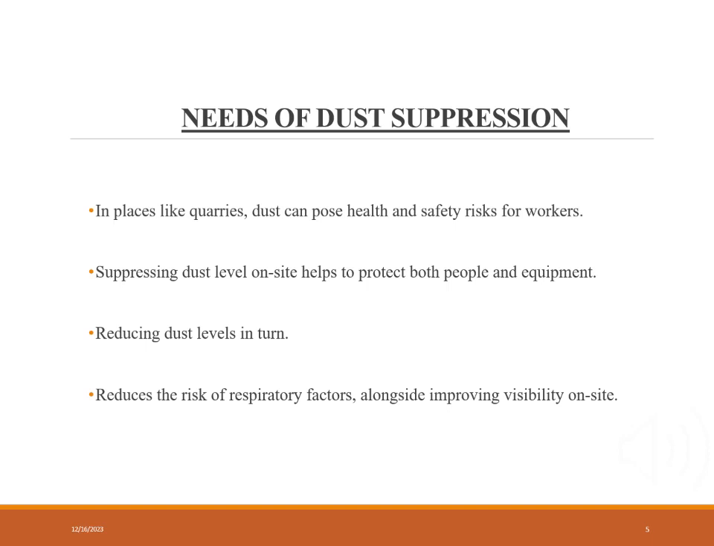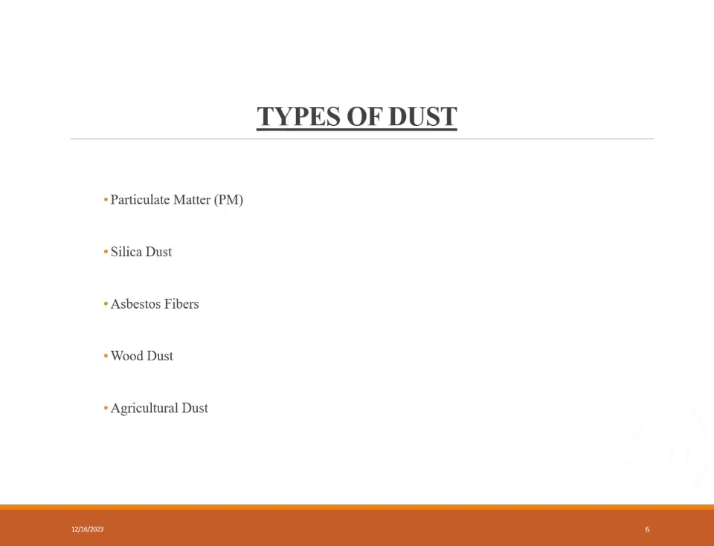Here we are discussing the needs of dust suppression. In places like quarries, dust can pose health and safety risks for workers. Suppressing dust levels on sites helps to protect both people and equipment. Reducing dust levels in turn reduces the risk of respiratory problems, alongside improving visibility on site. Now we discuss types of dust: particulate matter dust, silica dust, asbestos fibers dust, wood dust, agricultural dust.